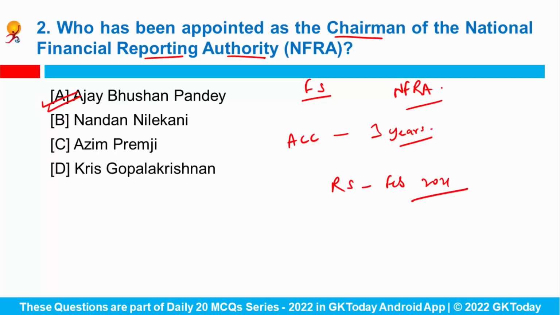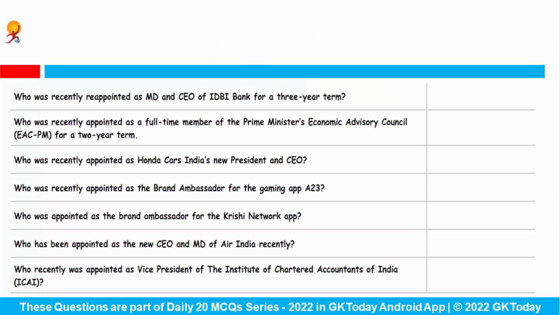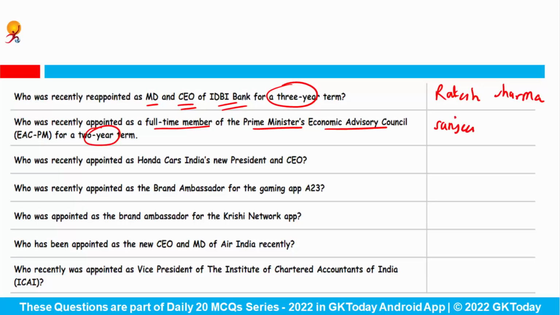Okay. Now let's see some of the important recent appointments. Who was recently reappointed as MD and CEO of IDBI Bank for a 3-year term? Answer is Mr. Rakesh Sharma. Next is, who was recently appointed as a full-time member of the Prime Minister's Economic Advisory Council for a 2-year term? Answer is Sanjeev Sanyal.